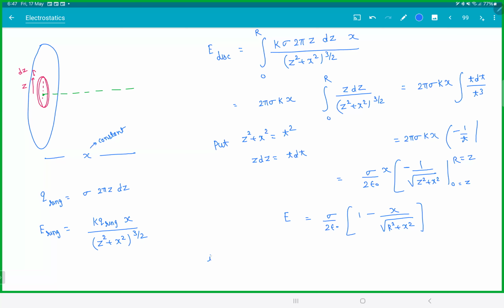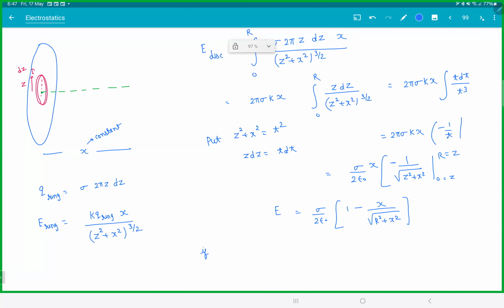Now here, if you say r tends to infinity, the disk actually becomes an infinite sheet, meaning it will cover the whole region, isn't it? And that second term becomes 0, because if r is infinity, this whole term becomes 0. E becomes sigma by 2 epsilon. We get a pretty interesting result. The field is constant. No matter how far you are from an infinite sheet, the field is always constant. That's a pretty good result.